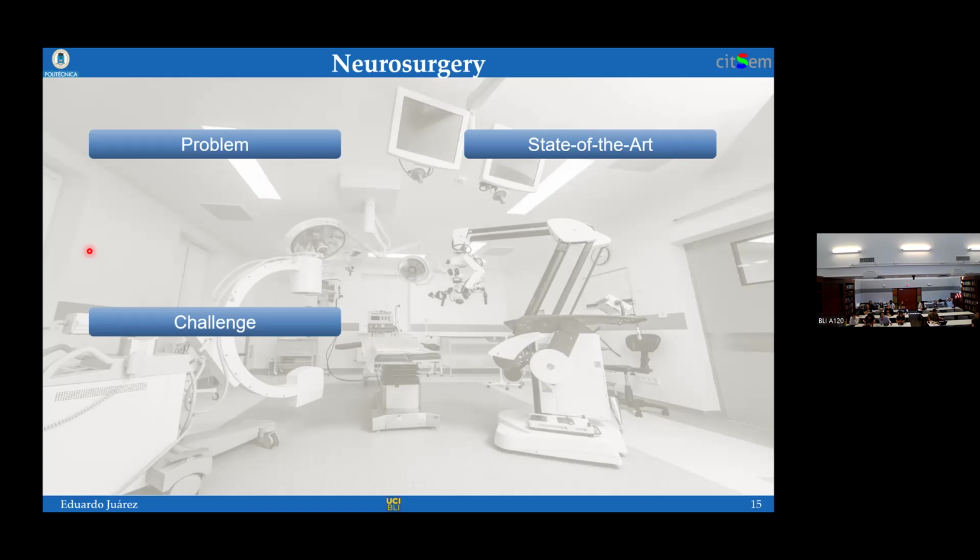Neurosurgeons find it really difficult to identify the boundaries between the healthy tissue and the pathological tissue, especially in glioblastomas, with tumors that have a diffuse nature and that are infiltrated with the healthy tissue. It is not like having a ball; there is no limit. It is like a region in which they need to remove that tumor.